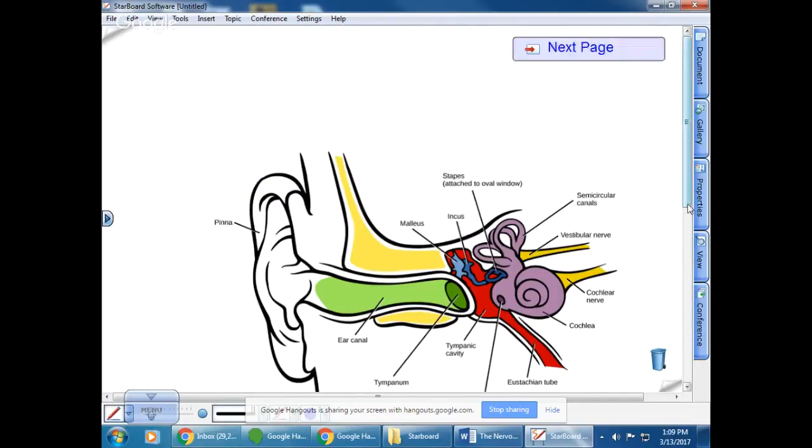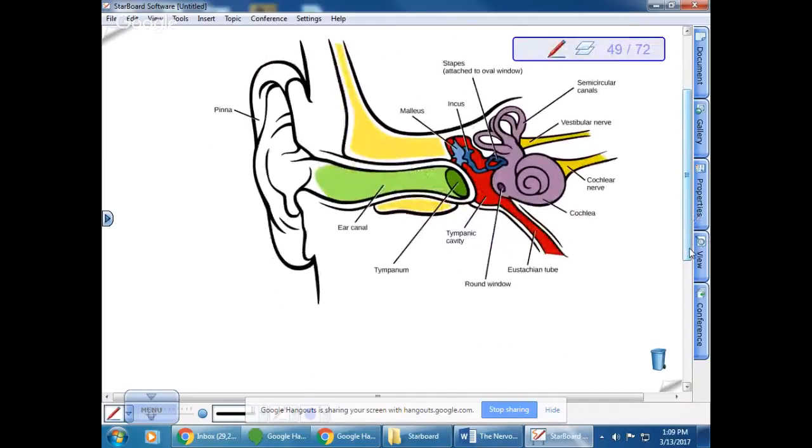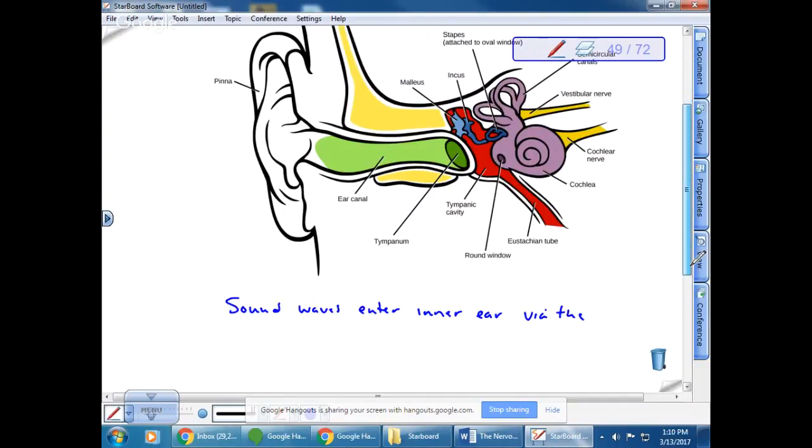Okay, so this is the diagram from your book, right? So ear canal, that's the same thing as the auditory canal. This is my tympanum. This is my middle ear, the malleus, the incus, and the stapes. You don't need to know the difference between those. The thing that's really interesting about the sound waves is that they move into the vestibule and the cochlea and the semicircular canals through what is called the oval window, okay? So sound waves enter the inner ear via the oval window.